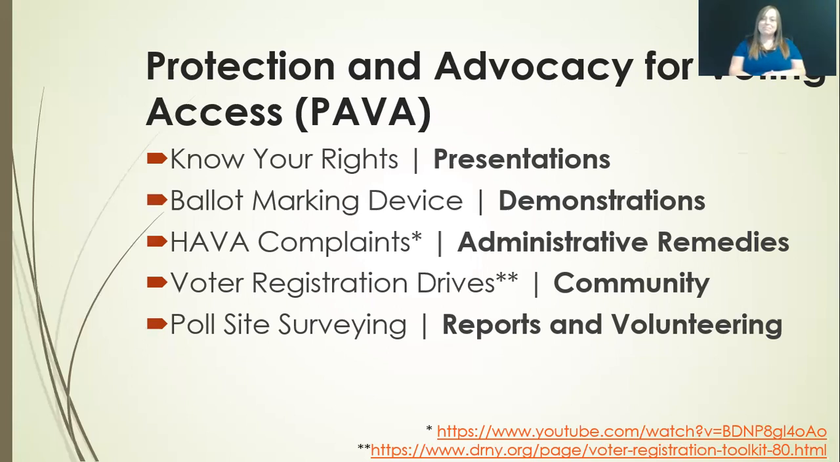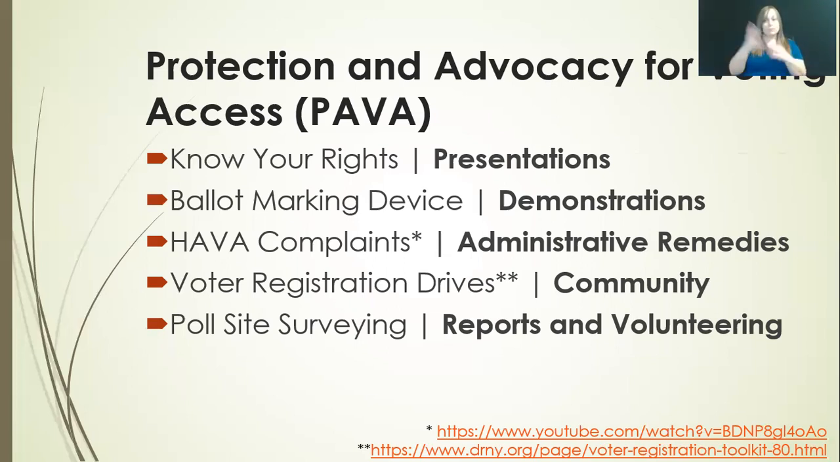We also help people file HAVA administrative complaints. HAVA stands for the Help America Vote Act, and it allows for voters with disabilities to have the same level of access and participation, including privacy and independence in the voting process, as all other voters. So if you are a voter with a disability and you feel that your right to a private or independent vote was compromised, there is an administrative remedy to that, and one of our voting access advocates may be able to help you file a complaint to report that.